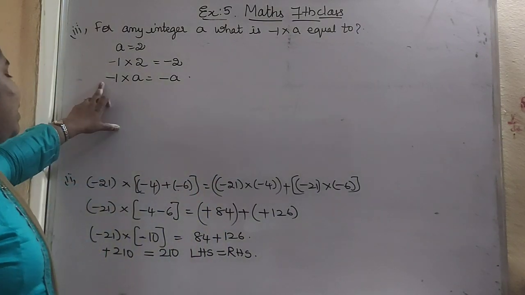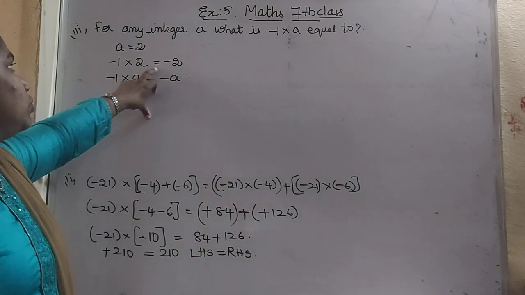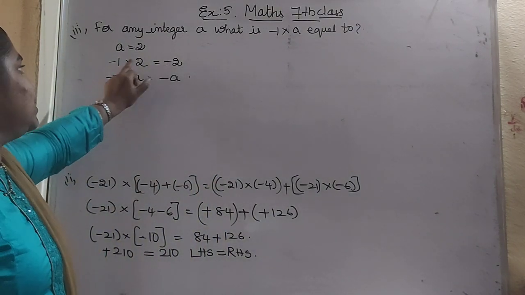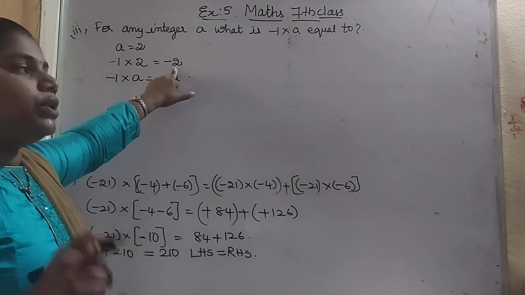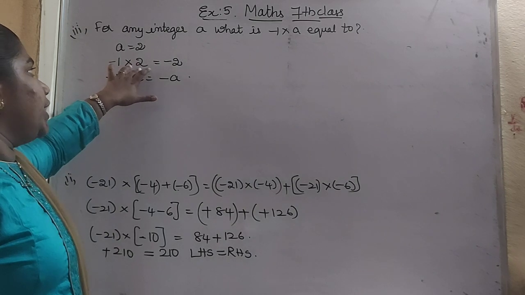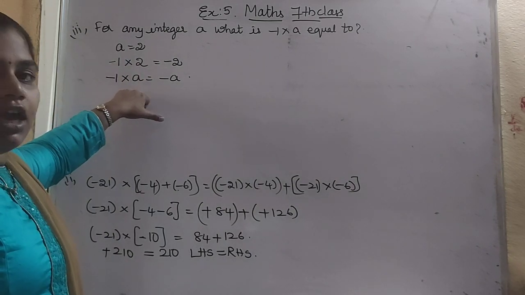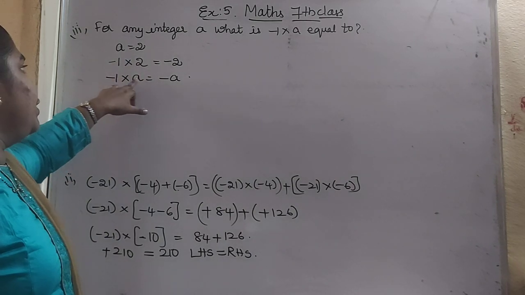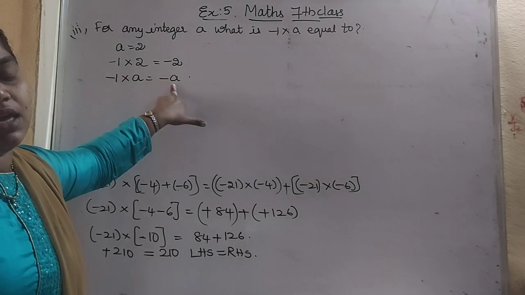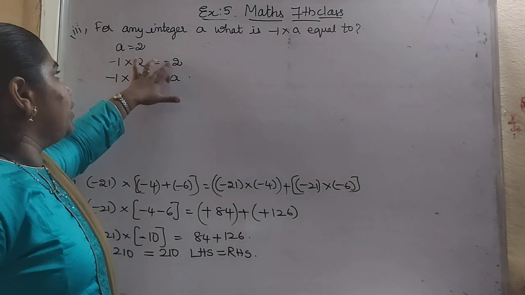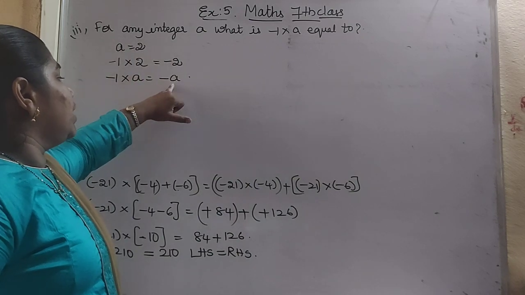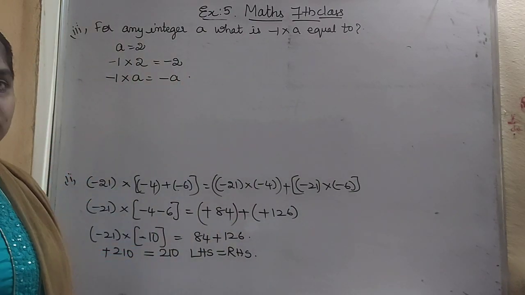Okay, so that is minus 1 into 2 will be equals to what? Minus into plus will be minus. 1 into 2 will be 2. So you got the answer as minus 2. In the same way, instead of taking a number, if I substitute a only, so minus 1 into a will be how much? Minus a itself. Only the a value is 2. I wrote 2 in place of a here, and here I wrote a itself.